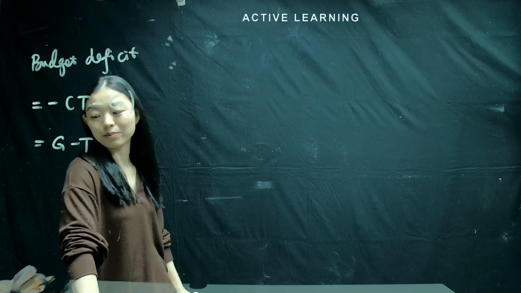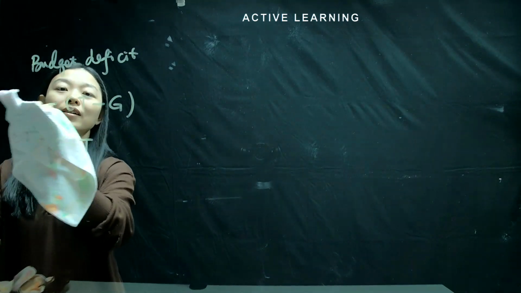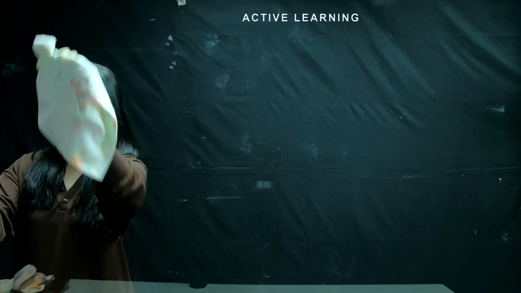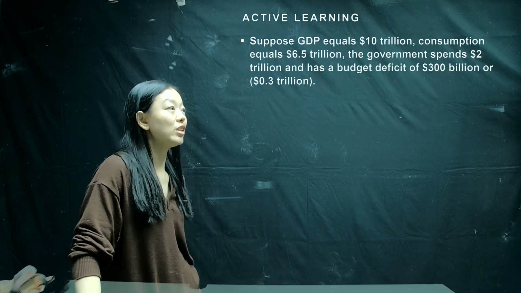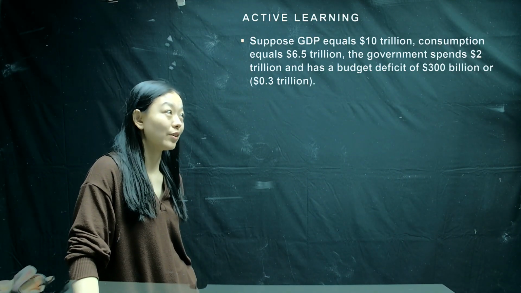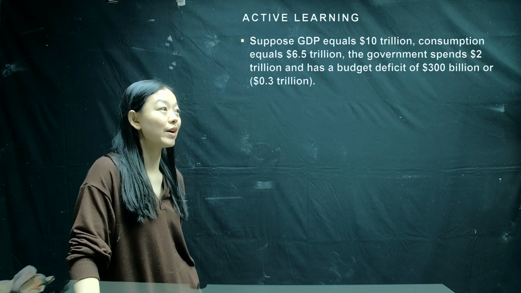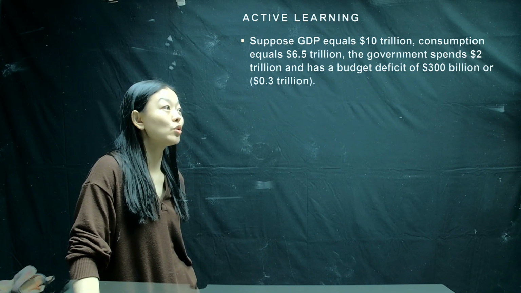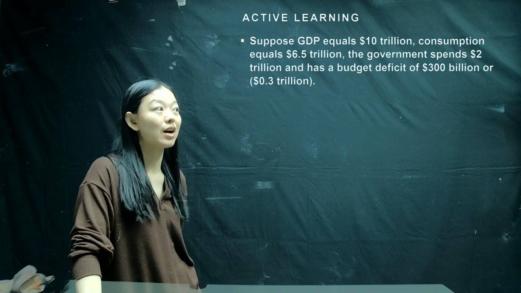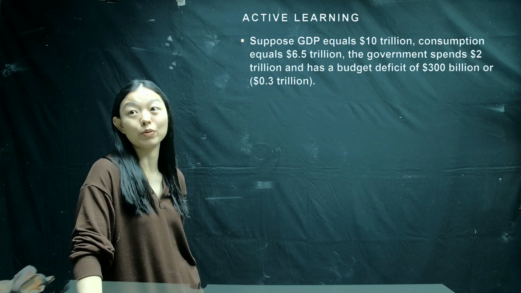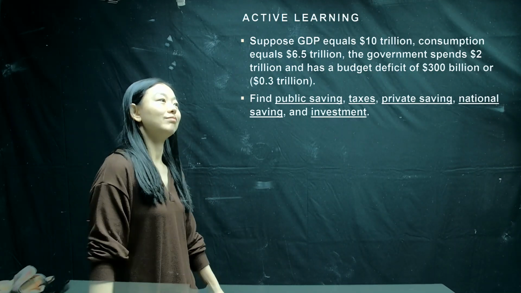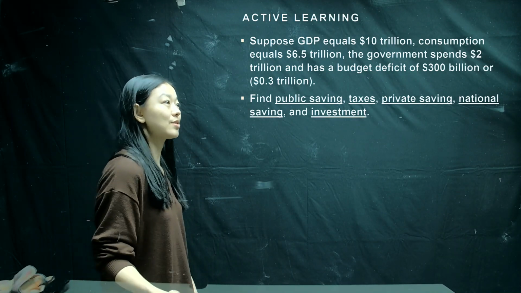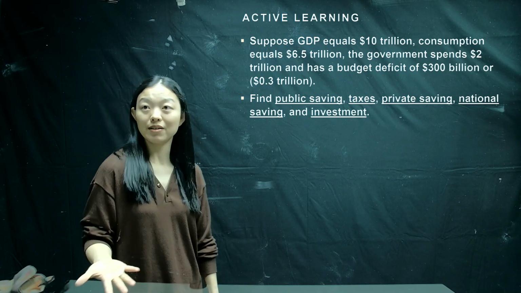Now let's look at one practice question about how to apply private saving, public saving, national saving, budget deficit, and budget surplus. Let's look at this example. Suppose now the GDP equals $10 trillion, consumption equals $6.5 trillion, government spending is 2 trillion, and it has a budget deficit of $300 billion, which will be 0.3 trillion. So from this information, can you compute the public saving, taxes, private saving, national saving, and investment?